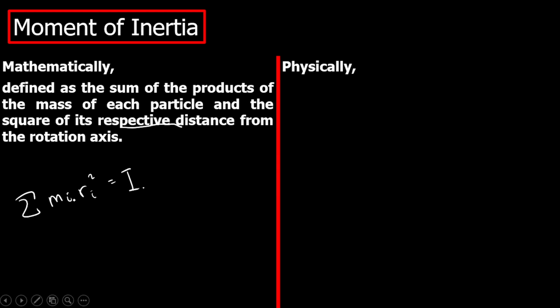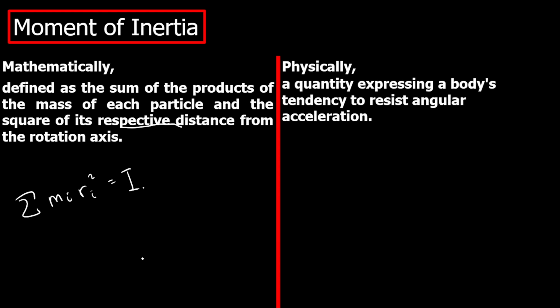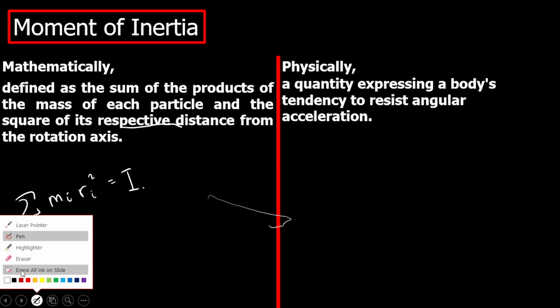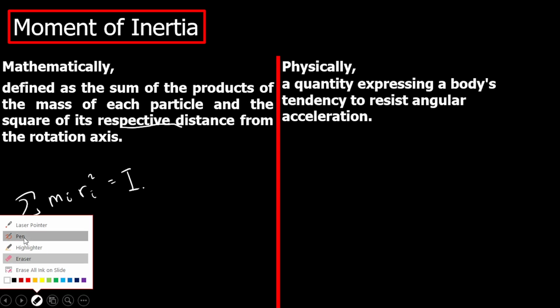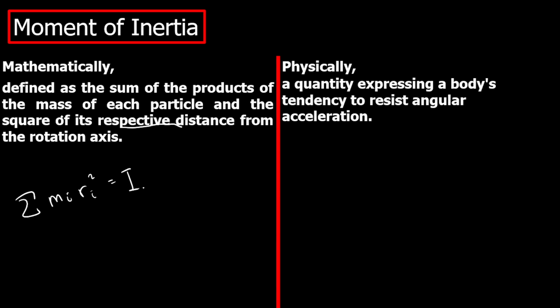Whereas for a more qualitative description, the moment of inertia is a quantity expressing the body's tendency to resist angular acceleration. So when we say a body has a high or large moment of inertia, what we mean is that it is very prone to resist angular acceleration. All right, let's look at some examples, depending on the shape or the position of the axis of rotation.